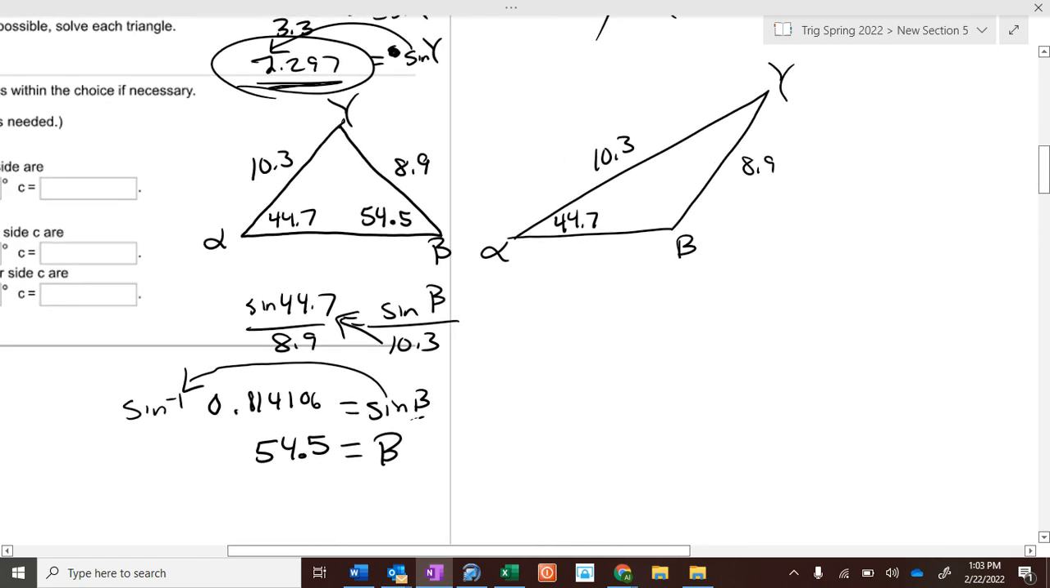So if we take 180 minus this, we're going to get angle B. What's 180 minus 54.5? 124.5? 180 minus 54.5? I don't think so, Shanty.